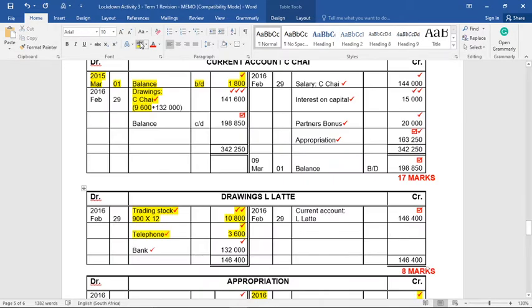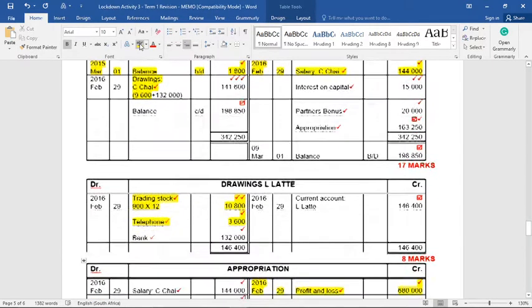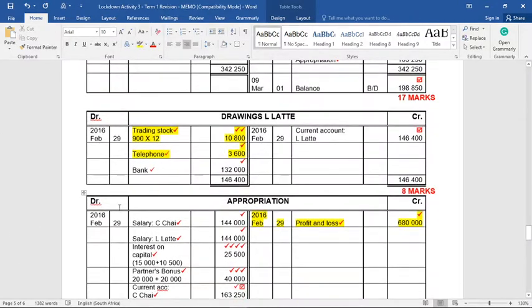So if we just pause there and we go to the current account of C. Chai, which we are required to do, there is the allocation of his salary of C. Chai, right? He's allowed to take that money out. It's on the credit side because the current account is an equity account. On the debit side of appropriation, both of them, salary C. Chai, salary L. Latte, are going to get 144,000 on the debit side of appropriation.